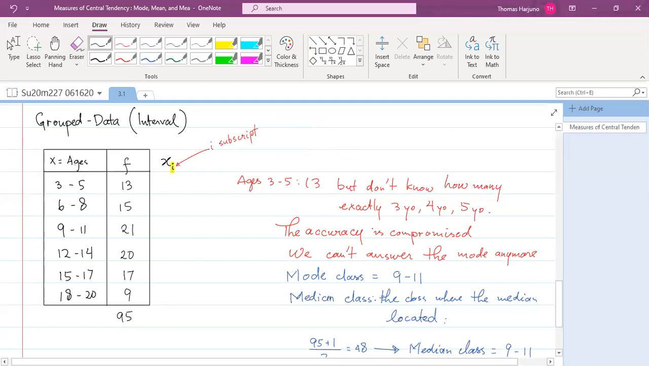Now, how to get that x i? You get the midpoint of that interval. The midpoint, just like the way we did it before, of two numbers is the sum of those two numbers divided by two.